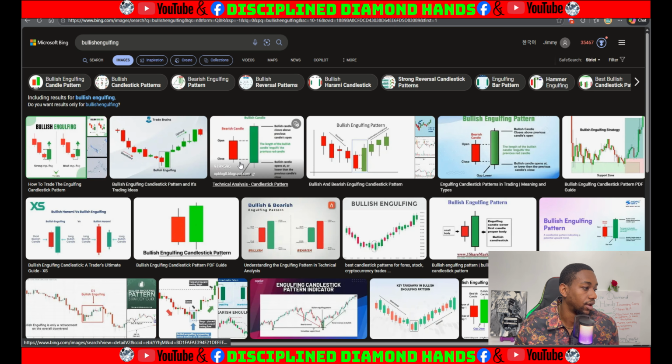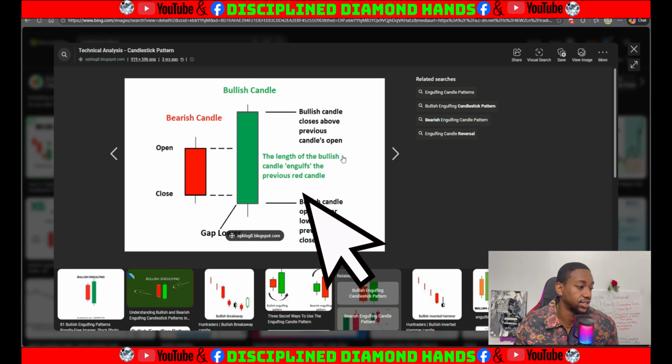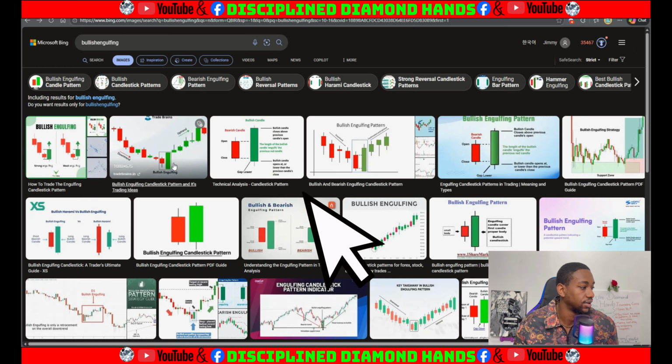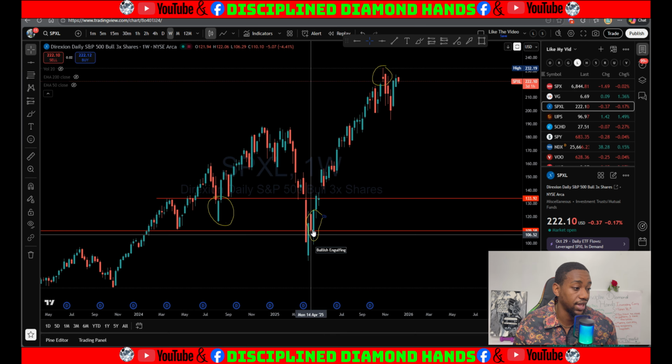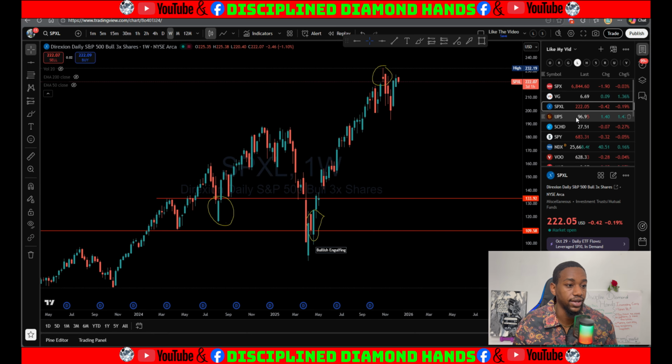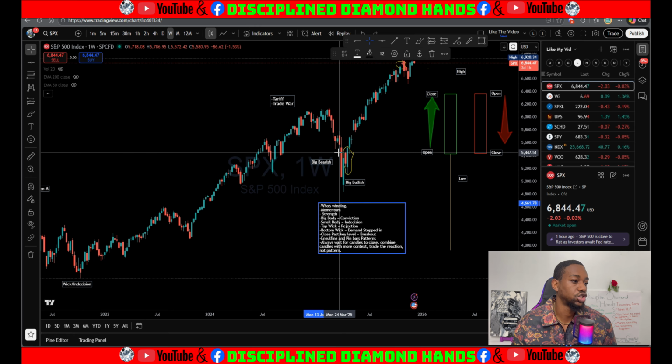Let's check it out. A bullish engulfing candle means the length of the bullish candle engulfs the previous red candle. What typically happens when that happens? Price typically goes up. And what typically happened once it did that bullish engulfing at this support area, it went back up. The size of the candles show you the momentum.